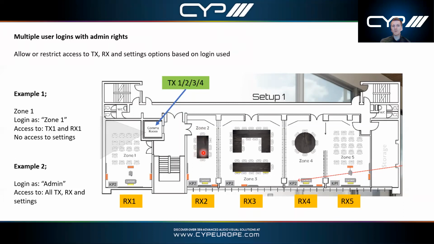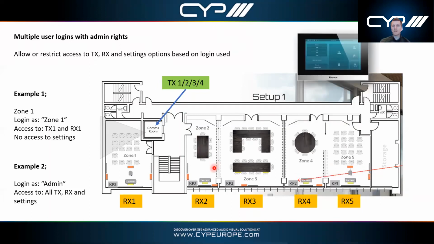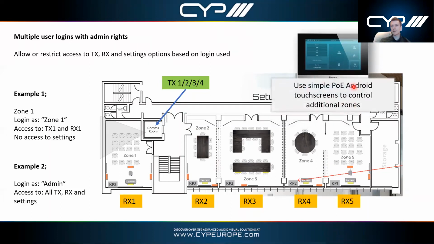You walk into zone 2, and for most examples like this, you would never want the end user to have access to any settings in case they accidentally go in and mess up the settings. So again, you can lock that so they don't have access to it. The way this would actually come up is that in each zone, for example, you could have something as simple as a little PoE touchscreen in that local zone, and you could have these just using a web browser. You could have them logged in to each of those individual zones.